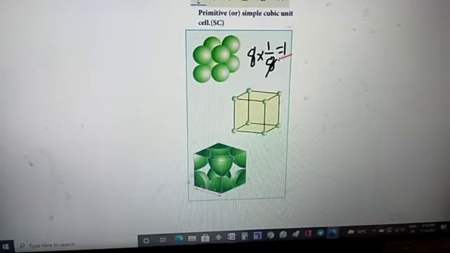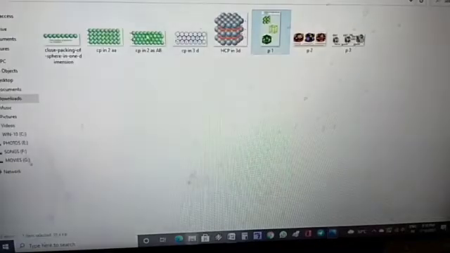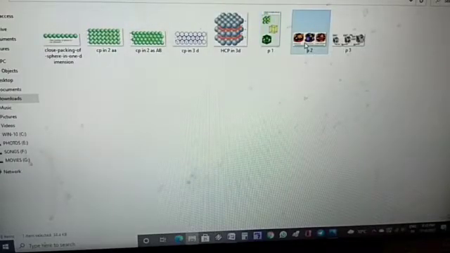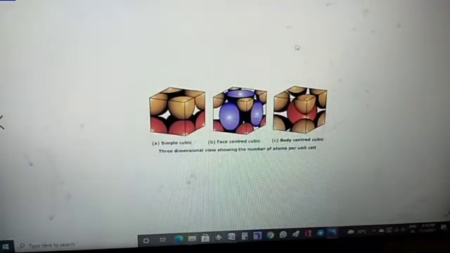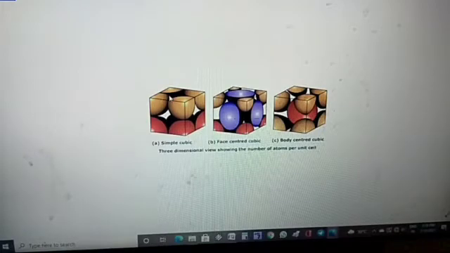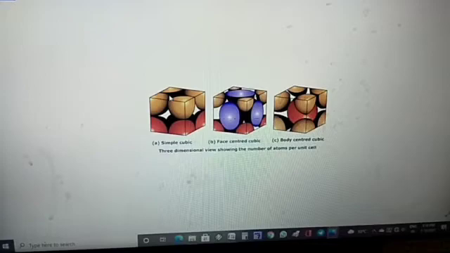body centered cubic unit cell. Now, this is the simple cubic unit cell. See here, 1/8 part of the atom belongs to the particular unit cell. So in the body centered cubic unit cell, what happens? Along with the corners, particles are present at the center of the body also. That means the center of the unit cell also.